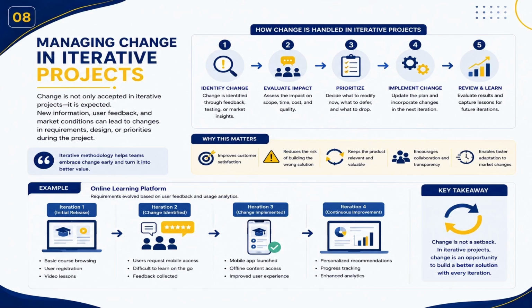Now, if you look at the online learning platform example, initially the platform only supported desktop learning. Later, users requested mobile access and offline learning. The team adapted and improved the solutions in later iterations. So this flexibility helps the organization remain relevant and customer focused.